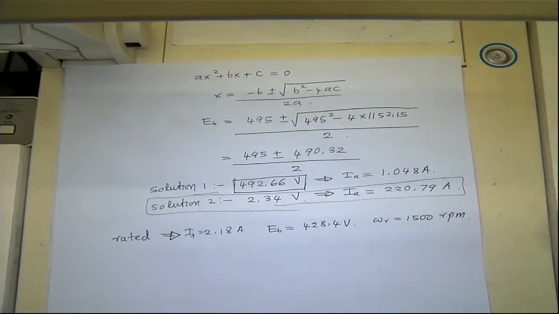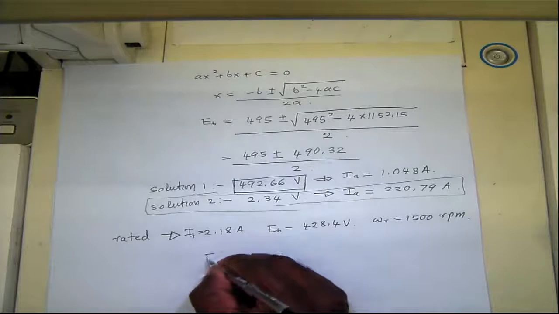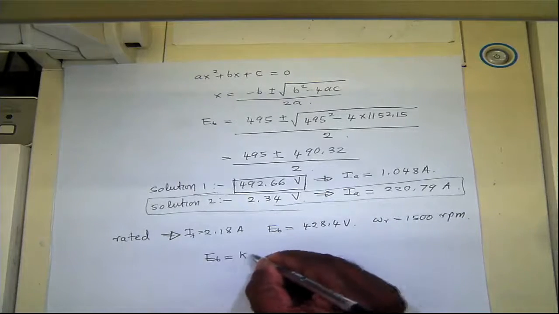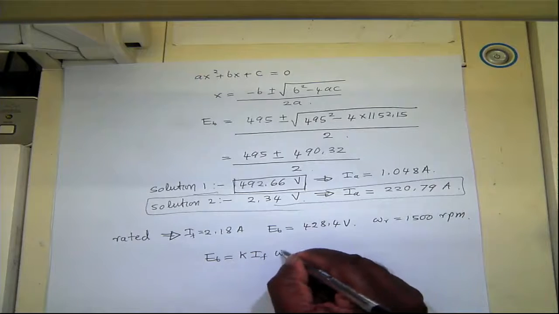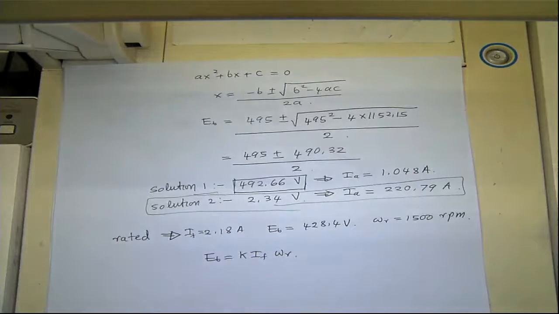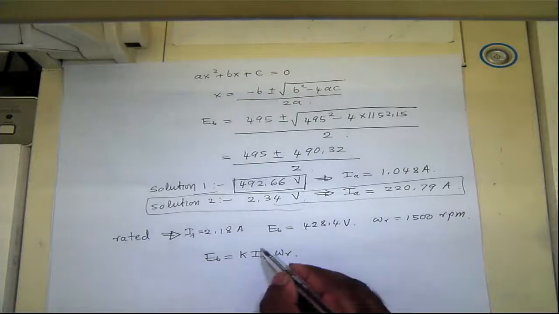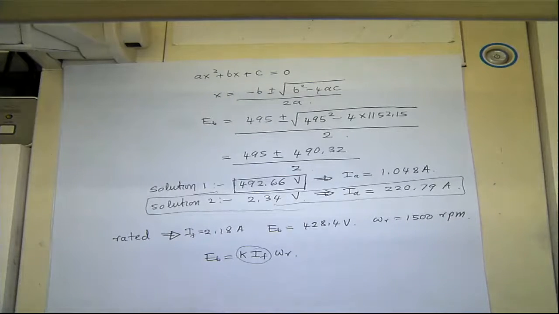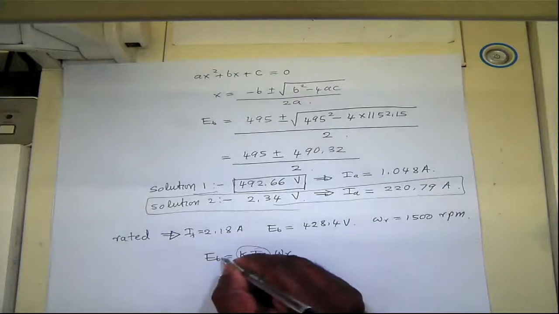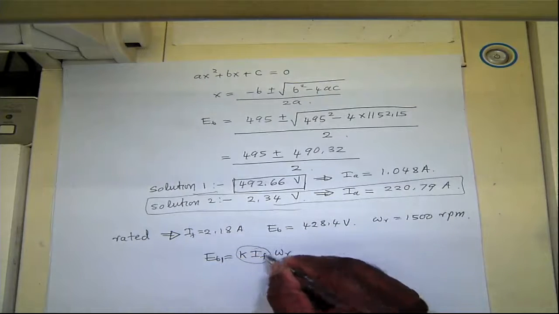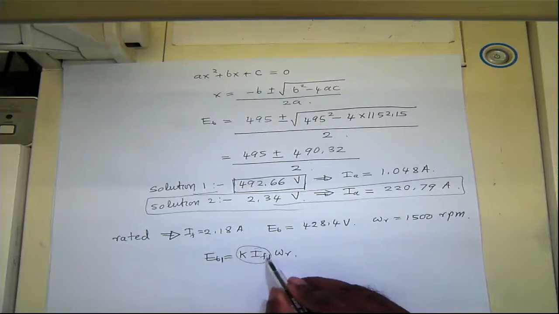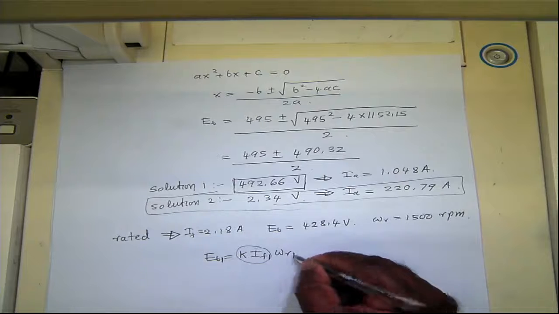So if we write the relationship, EB is equal to K times IF omega R. Previously, under normal operation conditions, we keep this fixed. So that's why we can scale the back EMF with speed. But for field weakening, we can't do that. So let's say rated conditions, I'll put 1 here. So that's the rated conditions back EMF, rated conditions field current, and rated conditions speed.